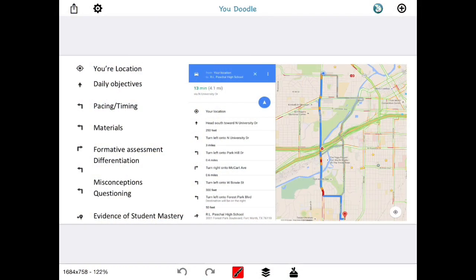So much like the turn-by-turn directions that Mr. Williams mentioned, we plan our daily lessons and include things such as pacing, timing, materials, formative assessments, differentiation, misconceptions, questioning, and the evidence of student mastery.